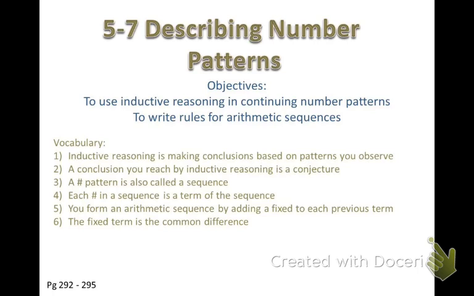Then we're going to write rules for arithmetic sequences. There are two types of sequences we're going to learn today. We have what's called arithmetic sequences. Arithmetic sequences mean you're going to add numbers. You can add negative numbers or positive numbers. Am I adding by 2 each time? Am I adding by -3 each time? We do not subtract. Arithmetic is always about adding. So you're either adding a positive number to find your answers or a negative number.